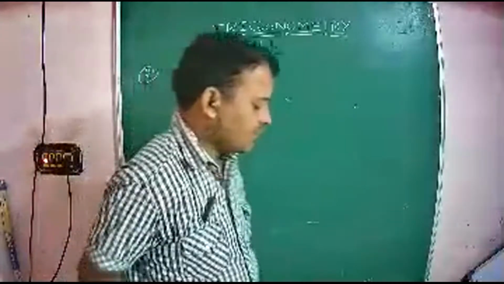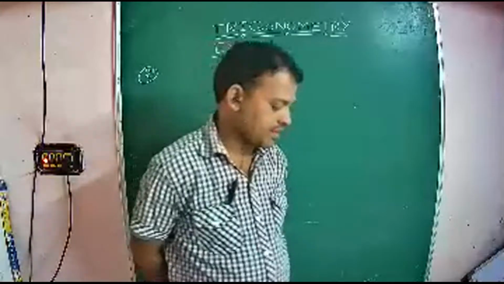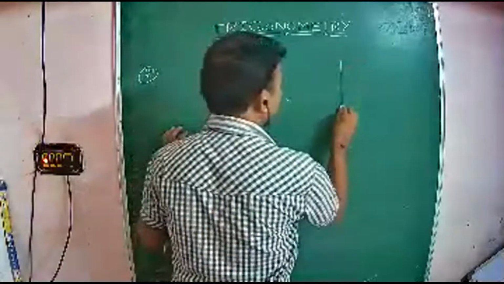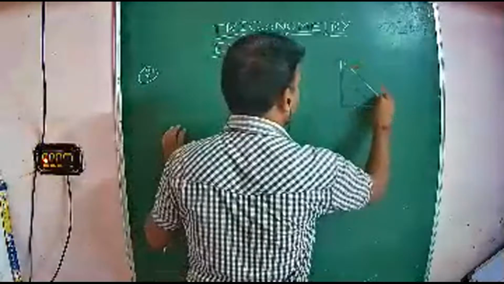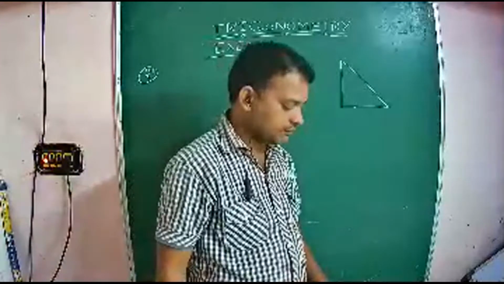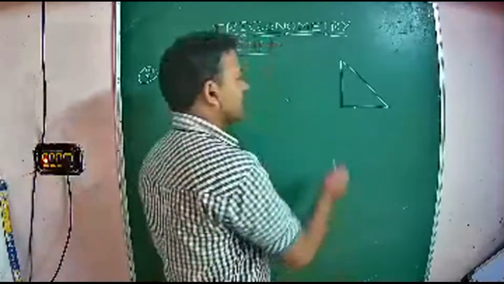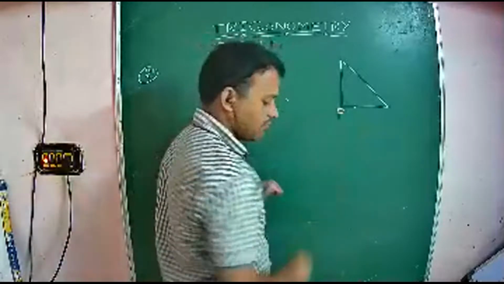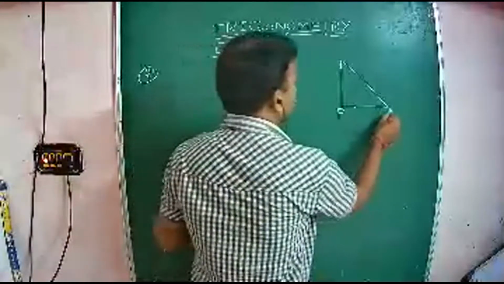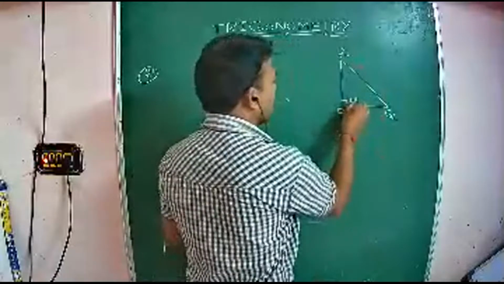Second question: the sides of a right angle triangle PQR. First of all, I consider the right angle triangle PQR, with the right angle at P. The hypotenuse is given as QR. So the right angle at P is given.